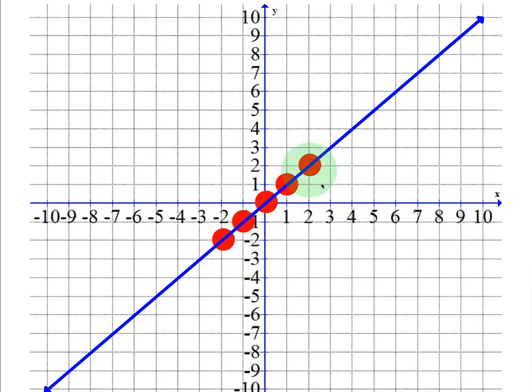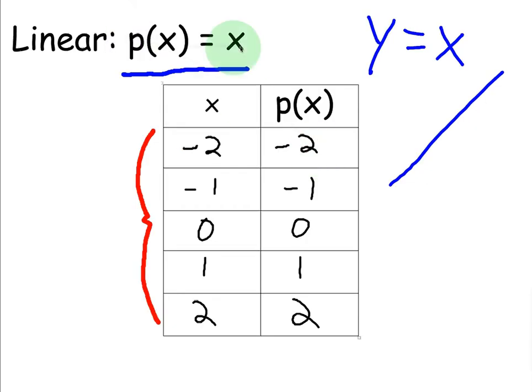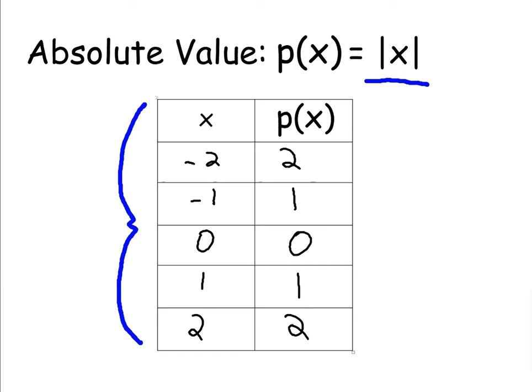Once you plot the points, then you just connect them. And again, this is just a straight line, y equals x. Doesn't get more basic than that, and that's our first parent function. P of x is equal to x, our parent function. Next up, we have absolute value.